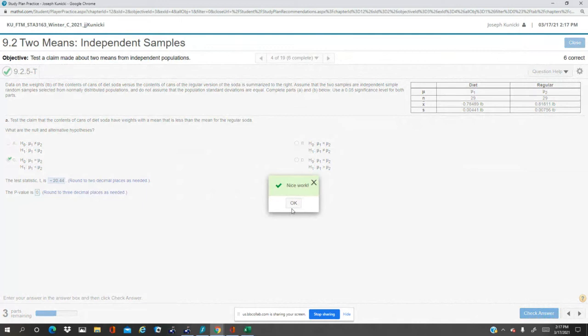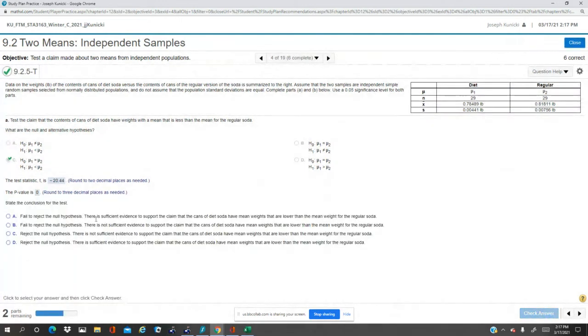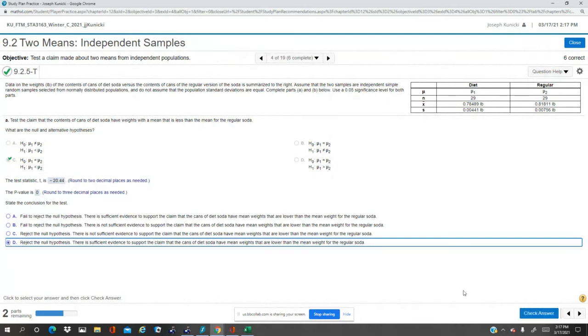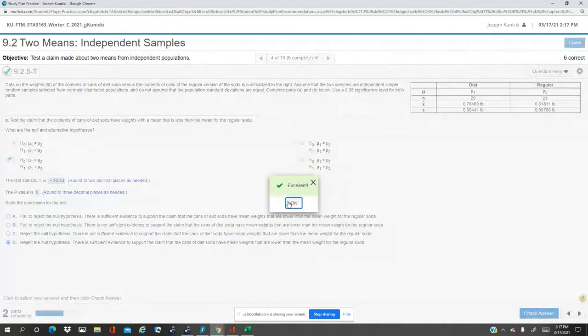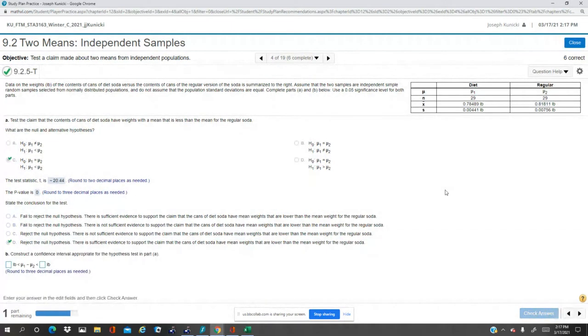That means we're going to reject the null hypothesis. So reject the null. There is sufficient evidence to support the claim because the claim is in the alternative hypothesis. That's what we're supporting because we can't support the null.